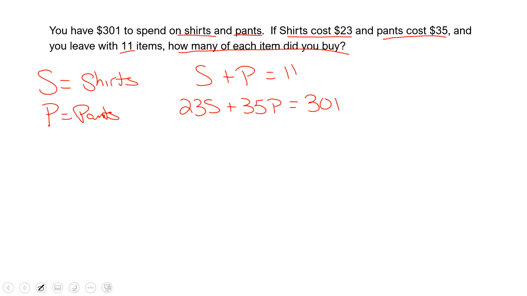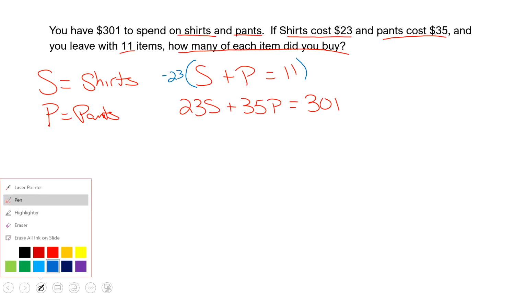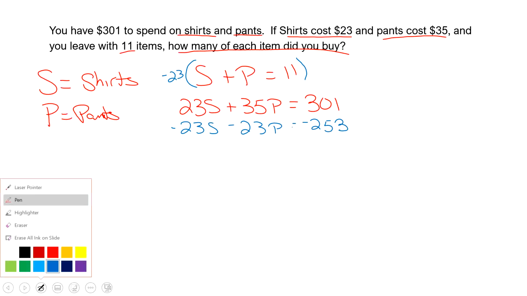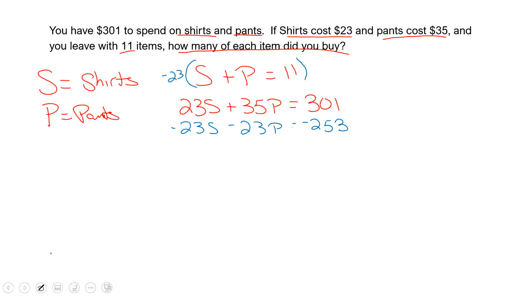Make sense? Okay, I'm going to change the color up here to do my next step. I got to get rid of a variable. I'm going to multiply the top number by negative 23. And we end up with some really crazy numbers here. So I got minus 23S, minus 23P equals negative 23 times 11, which is negative 253. Does that make sense? Okay.